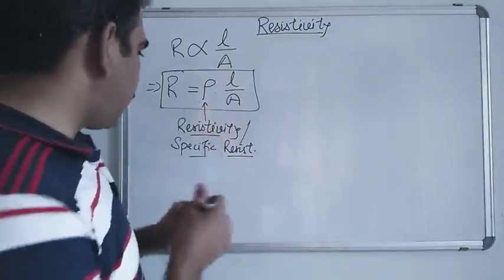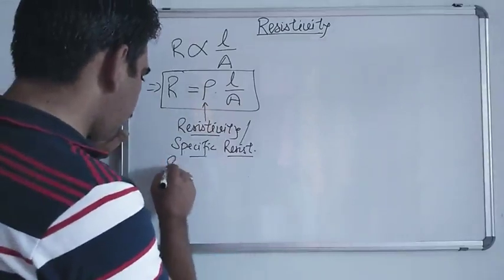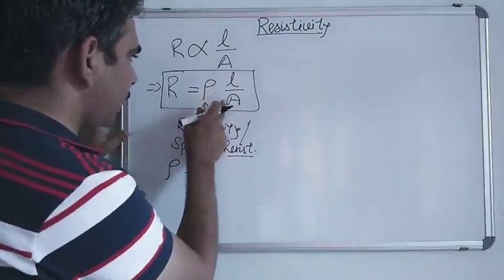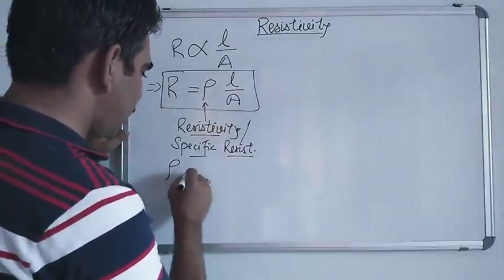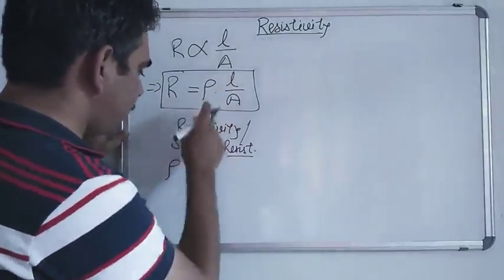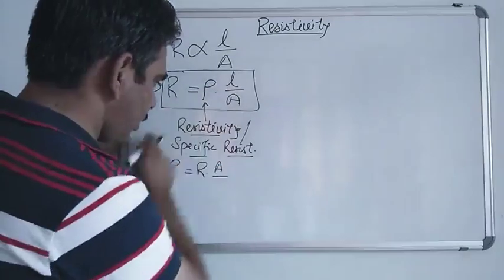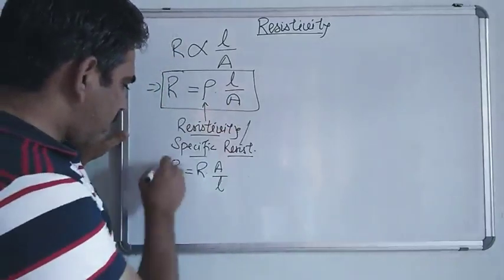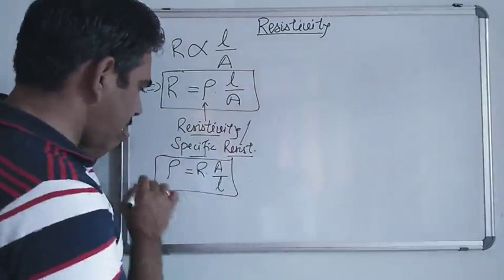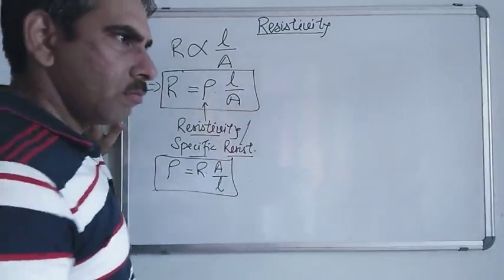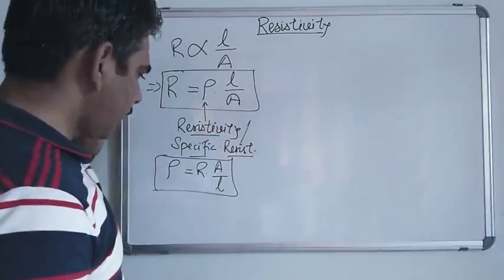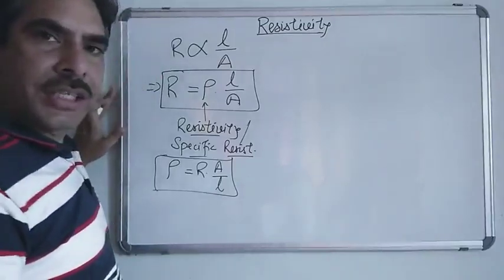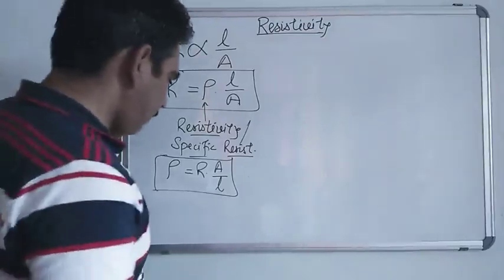So from here we can write this rho by taking all other terms to the other side. On the other side it is R, A goes up and L goes in the denominator. So here is the general expression for the resistivity of any conductor material, right?